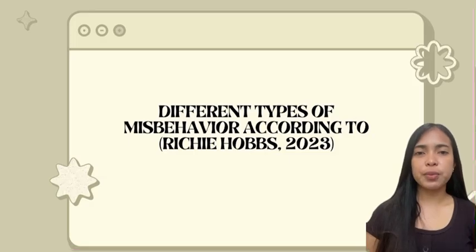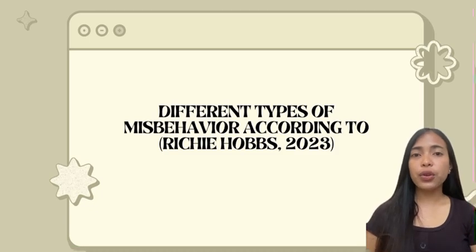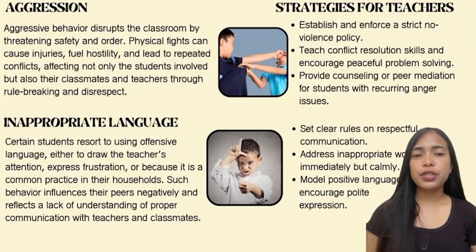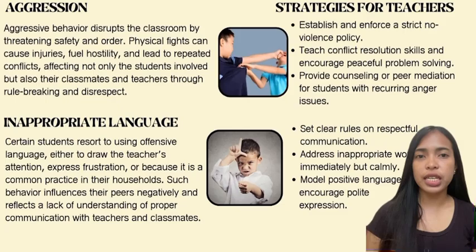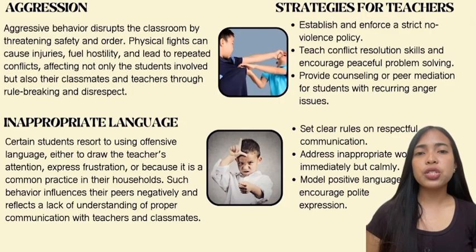According to Richie Hobbs 2023, there are several common types of misbehavior in the classroom. Let's go through them one by one. So first, let us talk about aggression. This happens when students show hostile or violent behavior that can threaten the safety of the classroom. Teachers can address this by enforcing a no violence rule, teaching conflict resolution, and guiding students toward peaceful problem solving.